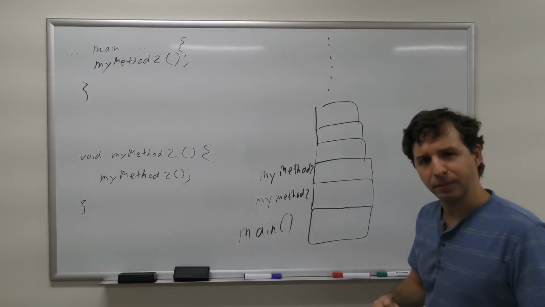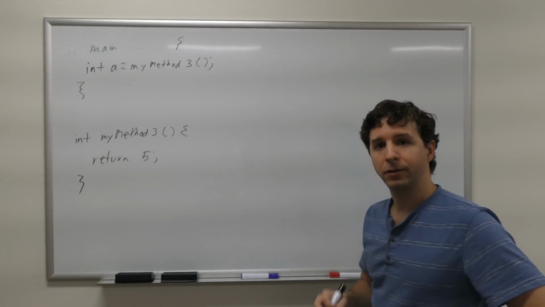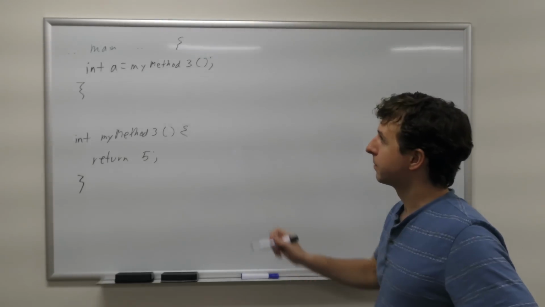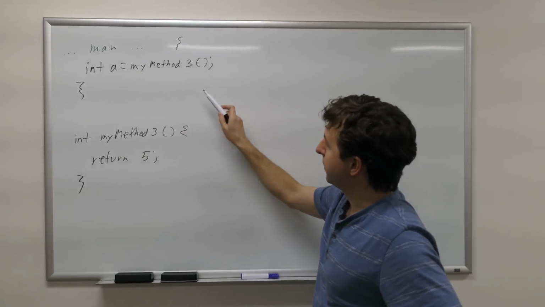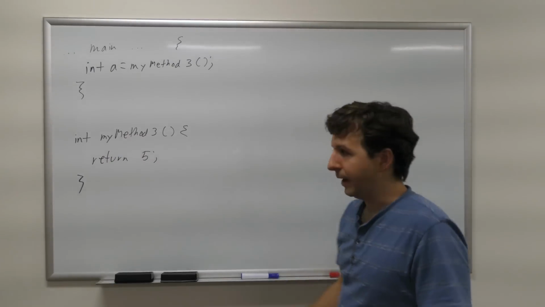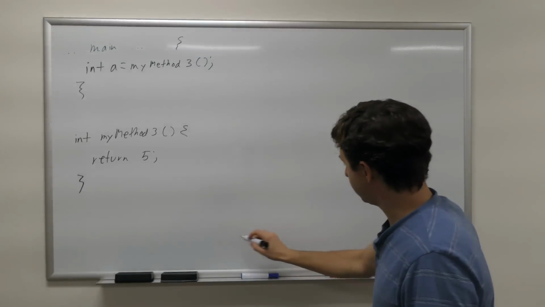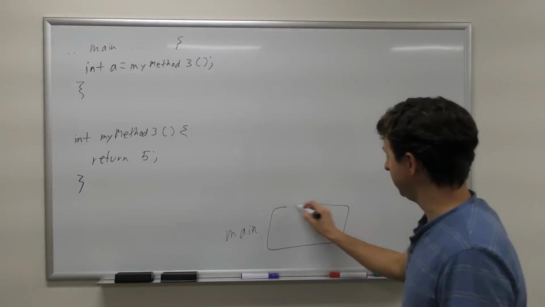Okay, let's look at something a little more complicated. Let's look at the return system. Simple program, int a equals my method 3, and my method 3 simply returns 5. How does this look? Well, we're starting in main with an entry on our stack.